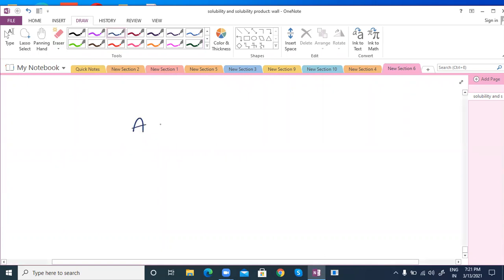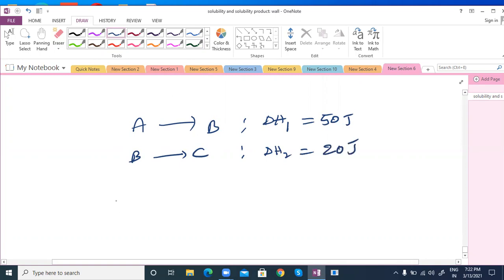Suppose A gives rise to B, and in this process some energy is released. I am assuming that is delta H1, with a value of 50 joules. Next, B gives rise to C, delta H2. In this process, assume that 20 joules of energy is released. Then C gives rise to D, with delta H3. Assume this is 30 joules of energy. Got it? Suppose this is the multi-step reaction going from A to D finally.